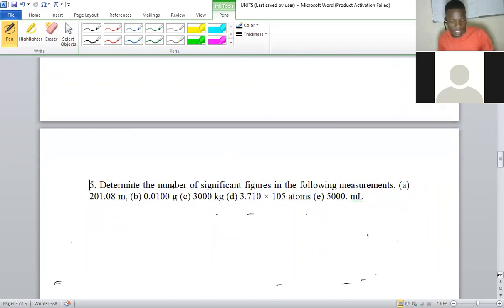We're looking at this question. Determine the number of significant figures in the following measurements. The first one is A. This is going to be pretty easy because we've gone through this. We talked about trapped zeros. If we have zeros in between non-zero numbers, then they are considered to be significant. So all the zeros in this number are significant. We have 1, 2, 3, 4, 5 significant figures.